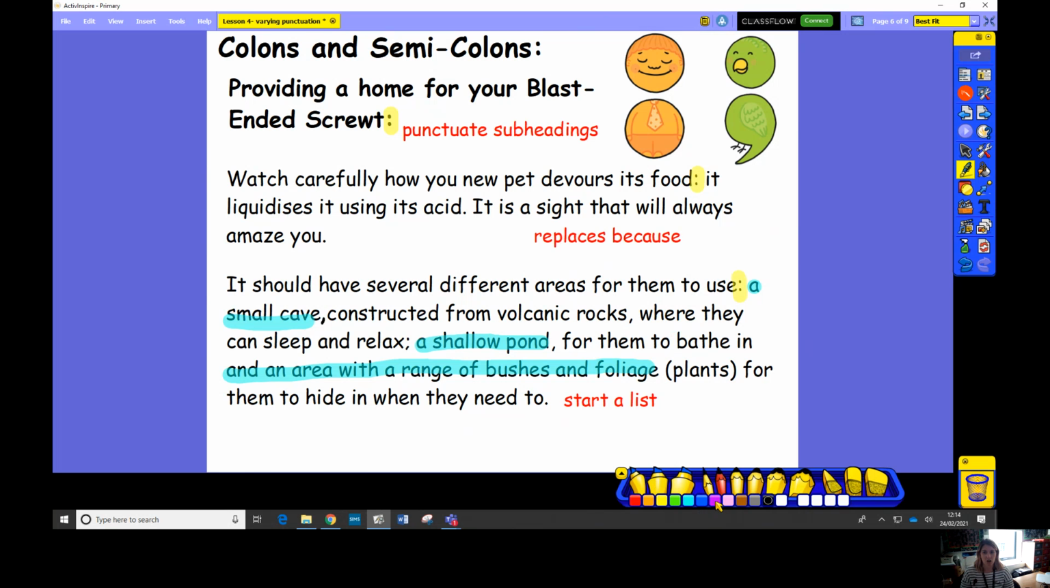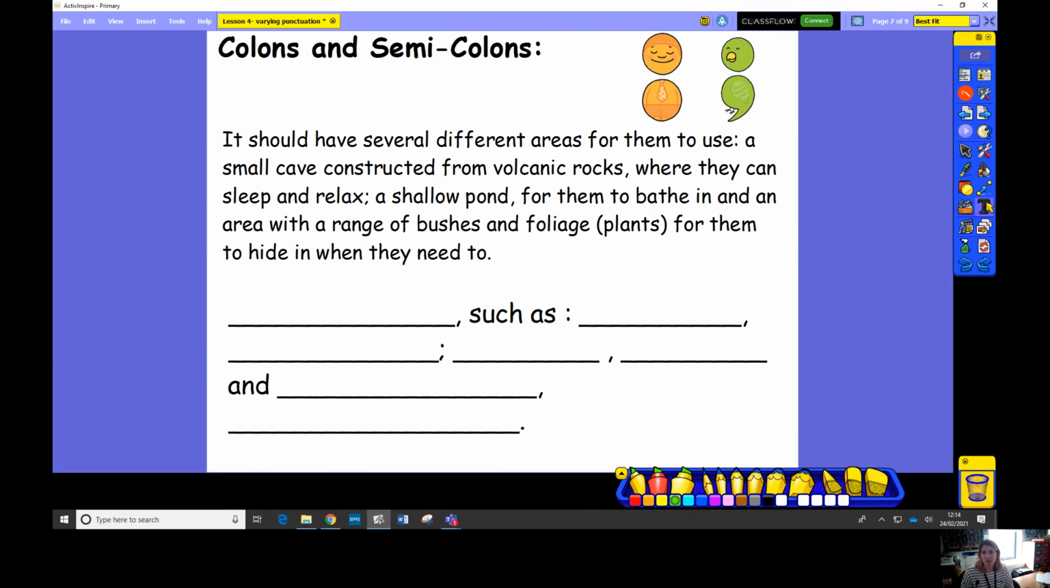So if we look at this, we've then got, it should have several different areas for them to use: a small cave constructed from volcanic rocks where they can sleep and relax. So you've got the where there. A shallow pond for them to bathe in, and foliage and plants for them to hide in. So I'm explaining why they need those things. Because we're using commas to separate those things in our list and our relative clauses, we need to use a semicolon to separate those two things. So I've got a separate one here. So this is the main structure of it.